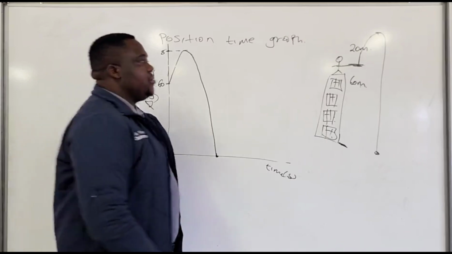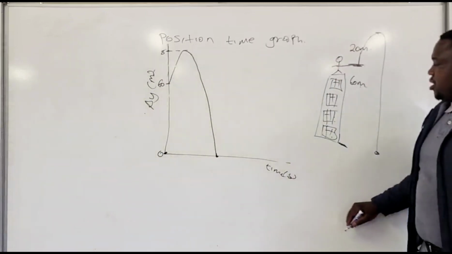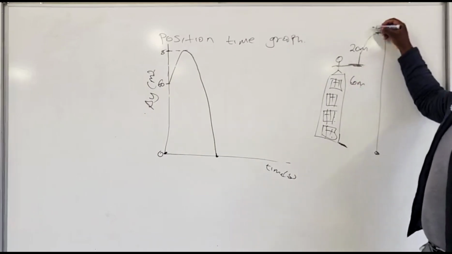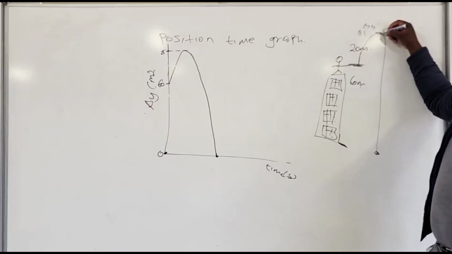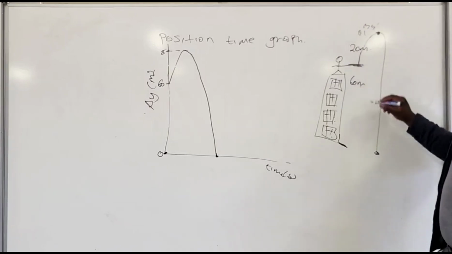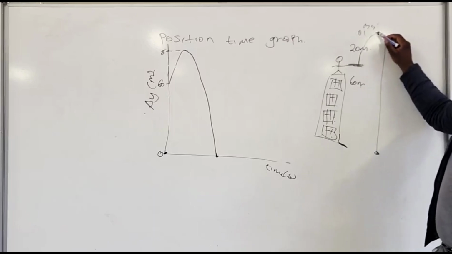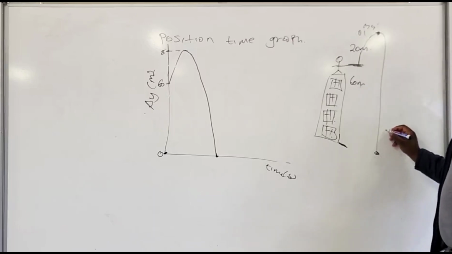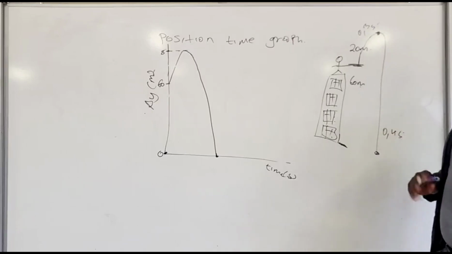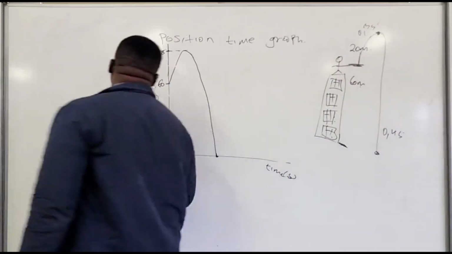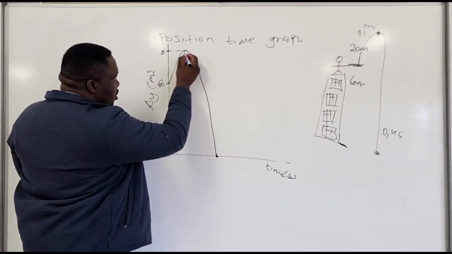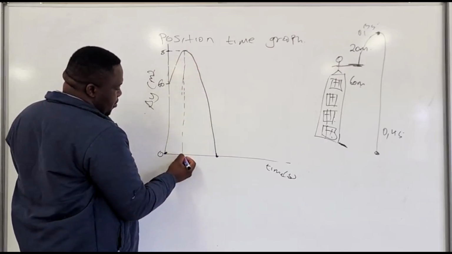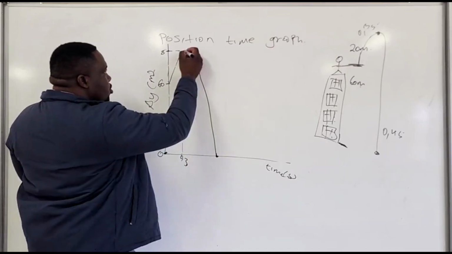If we're given time, let's say we are told that this ball was projected up and it took 0.3 seconds to reach this point, then from this maximum height to the ground it took 0.4 seconds. How do we represent that on this position time graph? From this point to this point, we're going to indicate the time. It took 0.3 to reach this part.